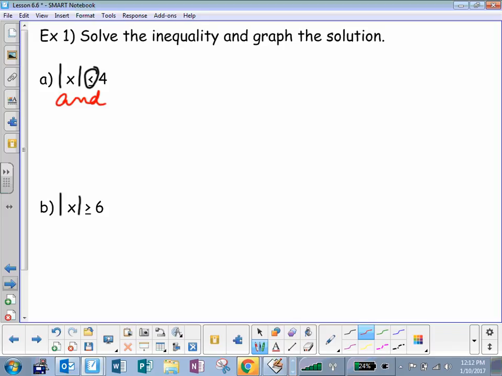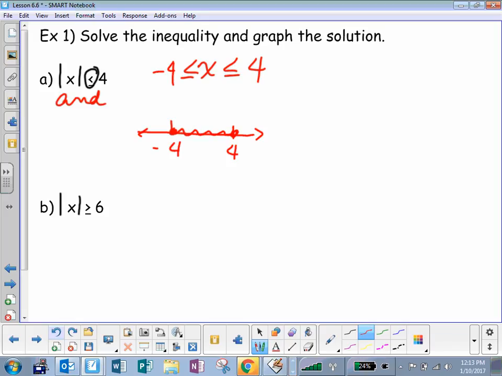Well, we're still going to come up with our two cases. We're going to go x, and this time we're going to go less than 4, greater than negative 4. We want to make it an and statement, so we're going to make it one inequality. Does that make sense? So we know solid at 4 and negative 4, and because it's an and statement, all of our graphs are inside. Our shading is inside.